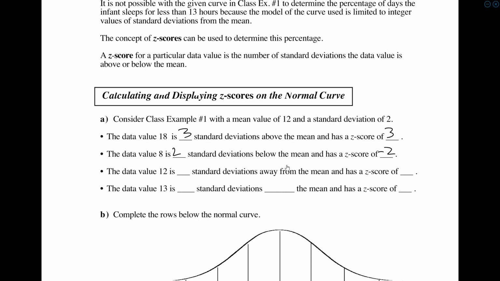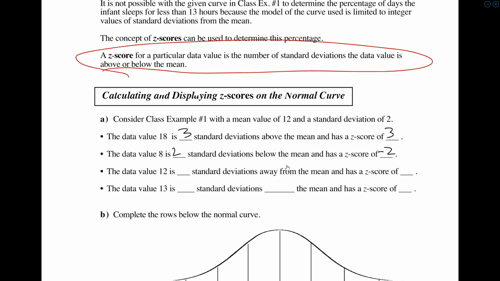Rewind. The Z-score for a particular value is how many standard deviations above or below the mean. We're just talking about the information on the last page. We're talking about 12 as the mean, with a standard deviation of 2. So 12 plus 2 plus 2 plus 2, 3 standard deviations, gives us 18. 12 minus 2 minus 2, 2 standard deviations below the mean.